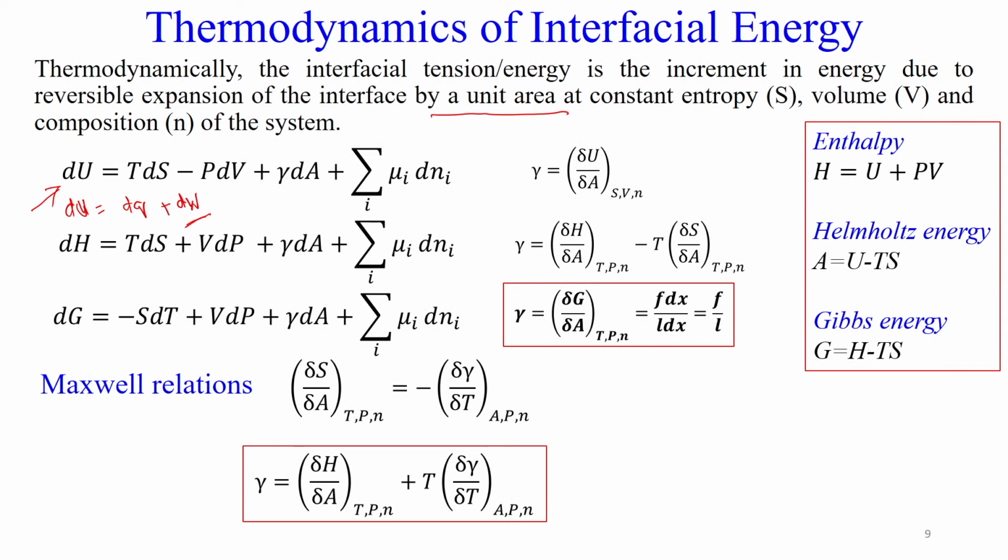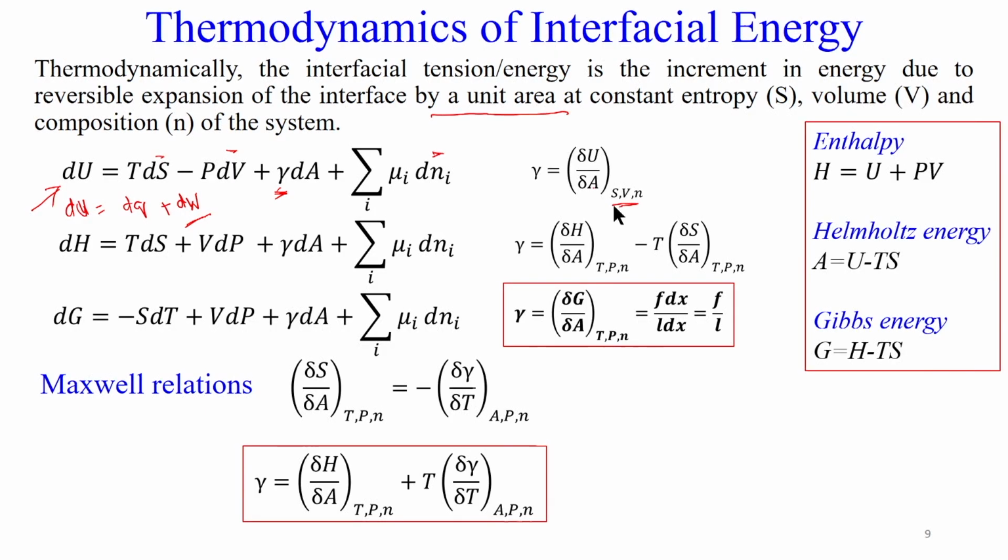So, from this expression, if you want to define the interfacial tension or surface tension, you can simply say surface tension is the partial change in the internal energy per unit area at constant S, constant V and constant N. So, at constant S, V and N, these terms will be 0. So, you can simply say the surface tension is the ratio of change in the internal energy per unit area at these conditions.